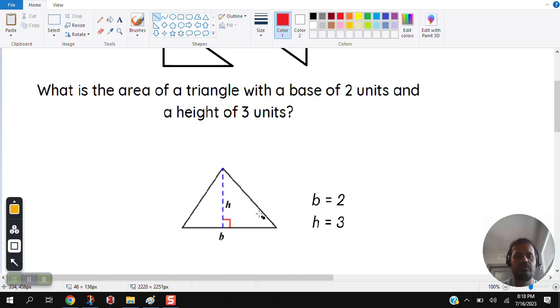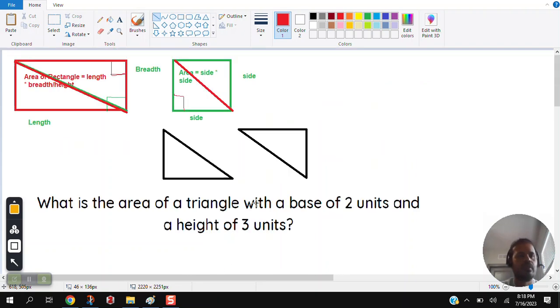We can get it from the area of similar figures such as a rectangle or a square. Let's see how we can get the area of a triangle from the area of a rectangle. We all know the area of a rectangle is length times height, or length into breadth.